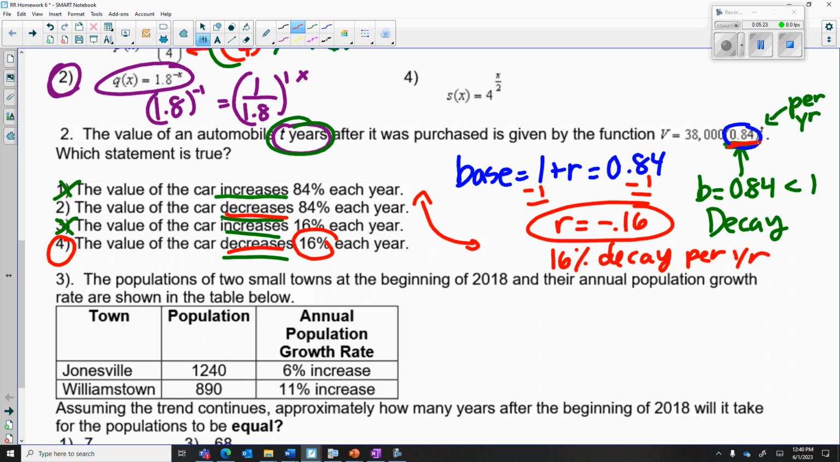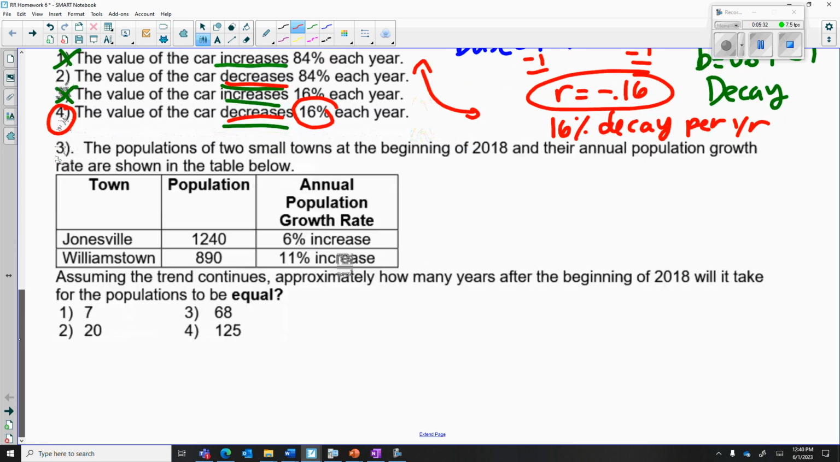So 1 is kind of like 100% the baseline, and then you either gain from 1 or you take away from 1. So in this case, 16% went away and 84% remain. Now let's go to number 3.